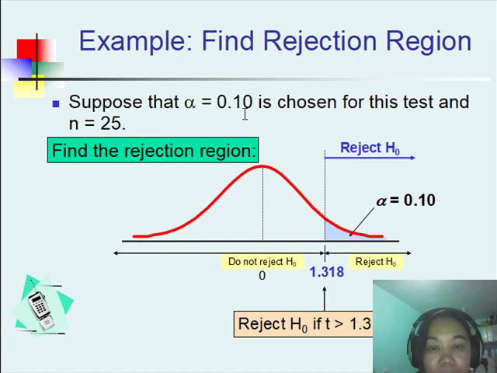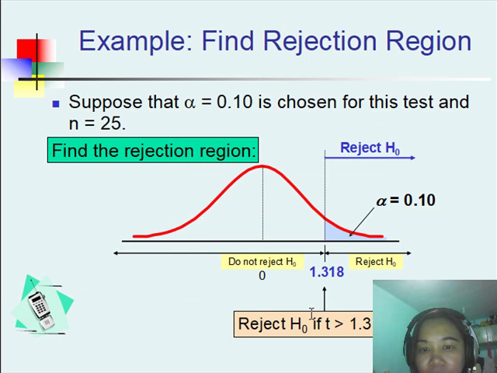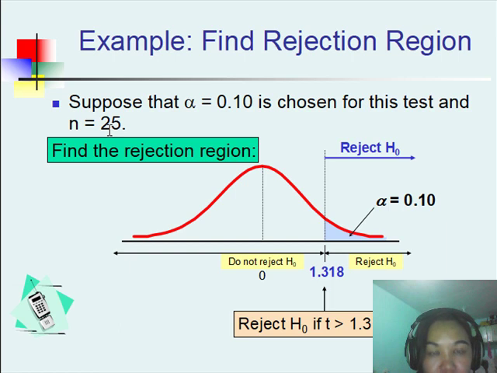Okay, suppose alpha is 0.10, and your n is 25. So since it is a one-tail test, our critical value is on the right because this is an upper tail test. Okay, so alpha is 0.10. The critical value is 1.318. Let's try to look at it in the t-table. Take note n is 25, so df is 25 minus 1. So that is 24, and your alpha is 0.10.